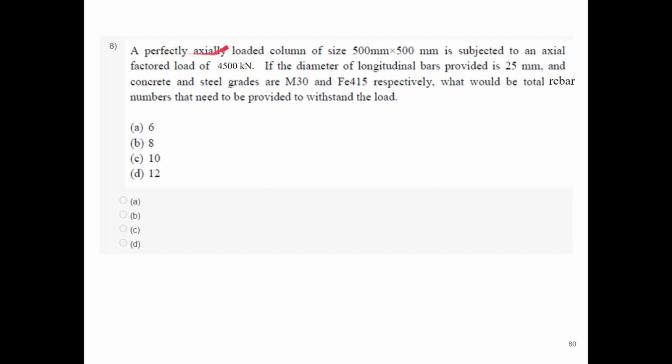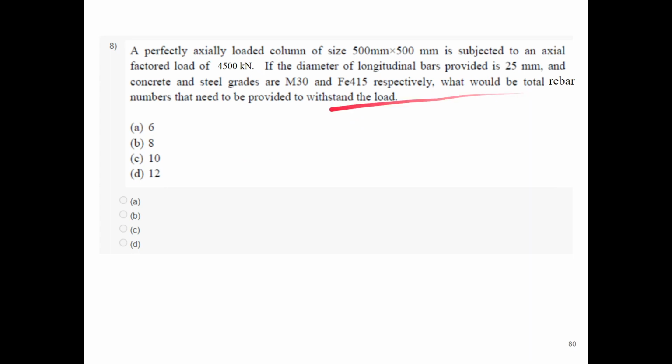Eighth question. A perfectly axially loaded column of size 500 mm by 500 mm is subjected to an axial factored load of 4500 kilonewton. If the diameter of longitudinal bars provided is 25 mm and concrete and steel grades are M30 and Fe415 respectively, what would be total rebar numbers that need to be provided to withstand the load? Will it be 6, 8, 10 or 12?